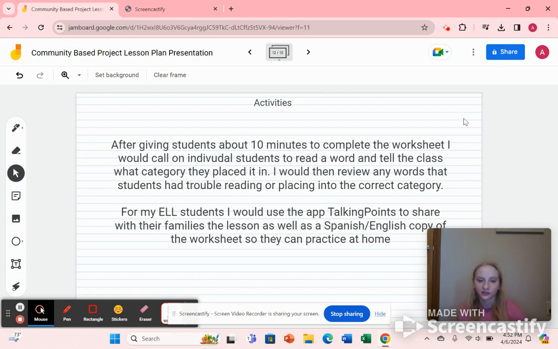Now for my ELL students, I would use the Talking Points app to share with their families the lesson we did today, as well as a Spanish or English copy of the worksheet so they can practice learning these words and learning the vowel teams at home.